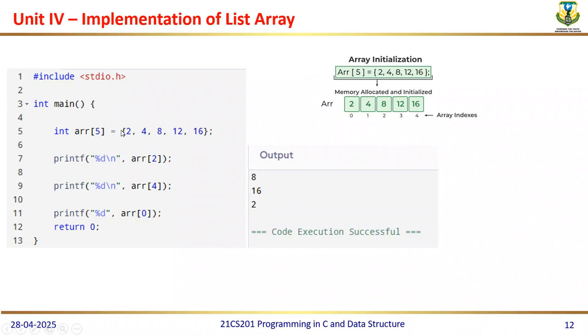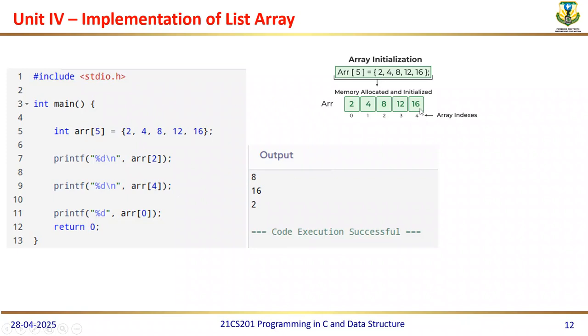Now I want to read the values. When implementing the array, for example with printf, you know the basic concept, so I am not demonstrating that. I want to print the value at position 2 in this array. What is the value stored in position 2? It is 8, so after printing, I got the output 8. Similarly, in this line, I want to print the value at the fourth position.